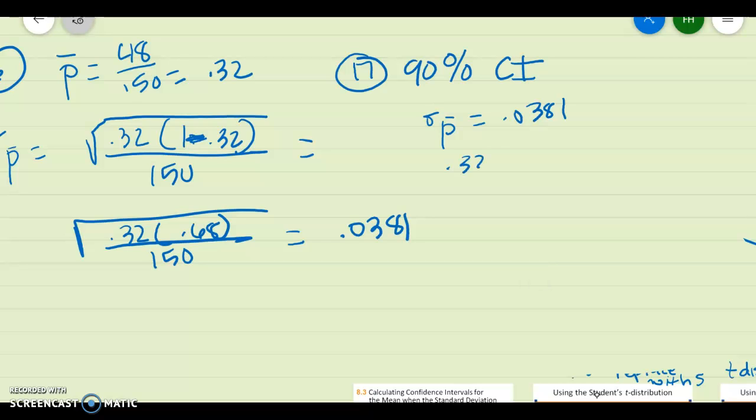So do 0.32 plus and minus 0.0381 times 1.645. And if you do that, I will check it one more time to make sure, you get 0.383. Yes, so that will work. So that was actually an error in this problem. Just let me know if you have any questions about any of these.